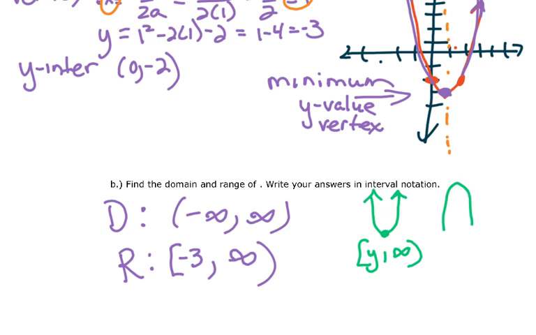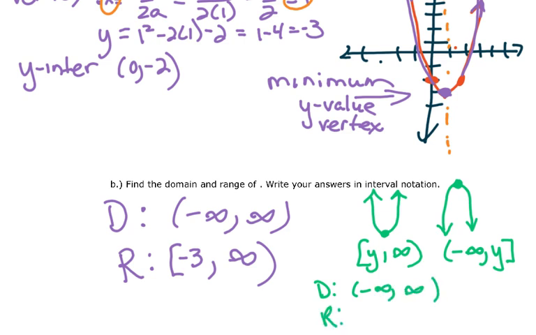How about if our parabola is going down? Here we're going to have a maximum value, and our range in this case will be negative infinity up to our y value. When dealing with quadratics, your domain will always be all real numbers. It's the range that you need to think about.